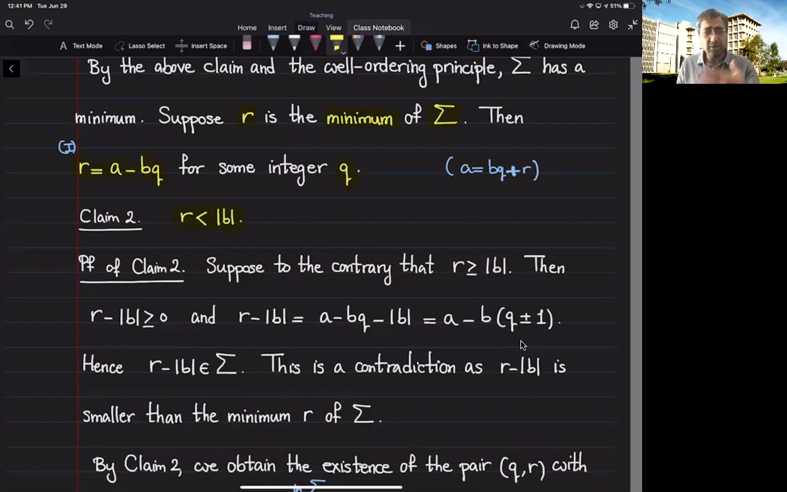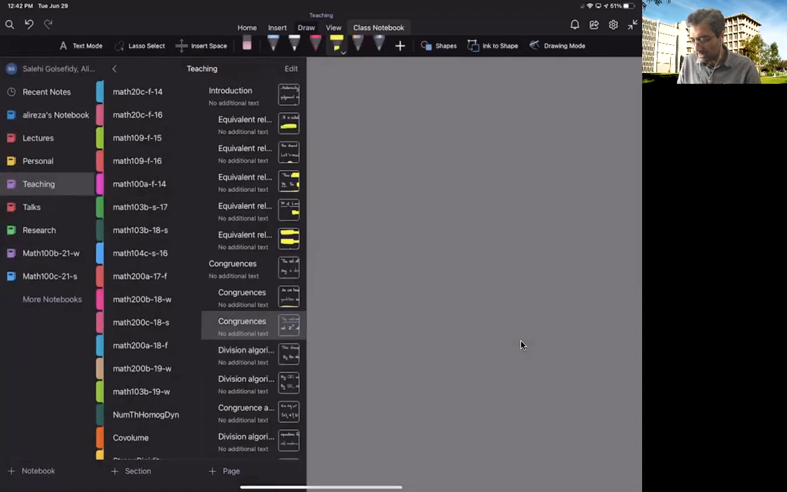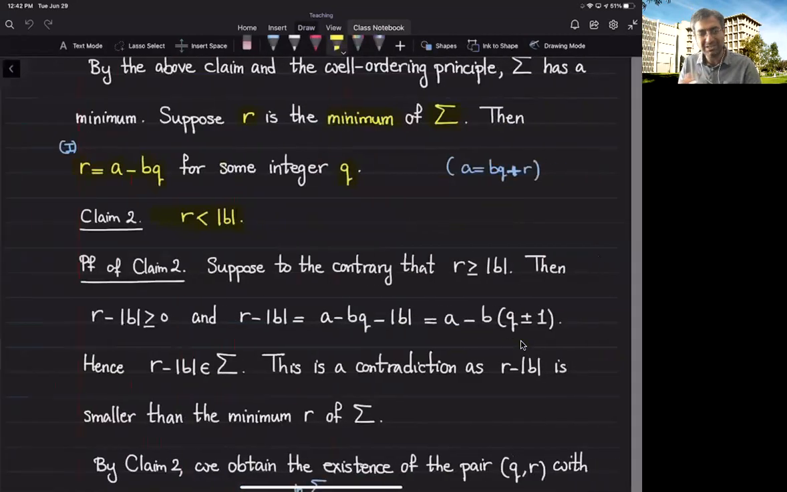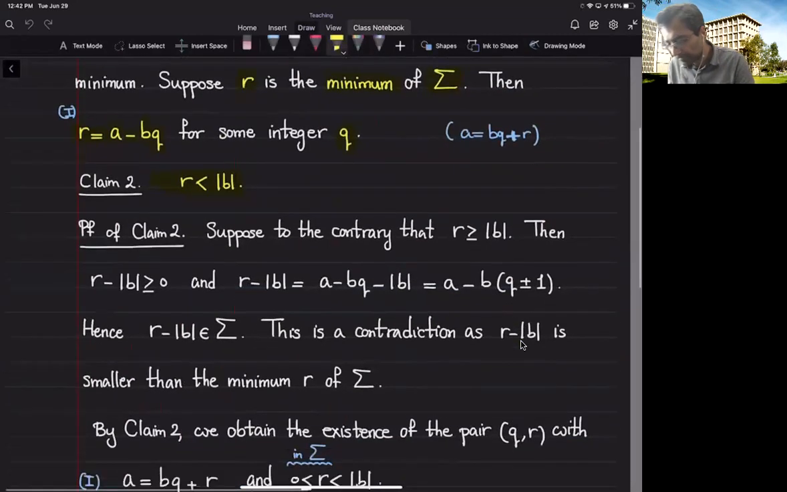Notice that r is inside sigma, so already it is non-negative. Sigma only has non-negative integers. So the lower bound of r is already there. We already know that r is non-negative. Now I want to get the upper part, in order to get the conditions that we want. So this part is already fulfilled. I want to say that r is a remainder. That means that it's strictly less than absolute value of b.